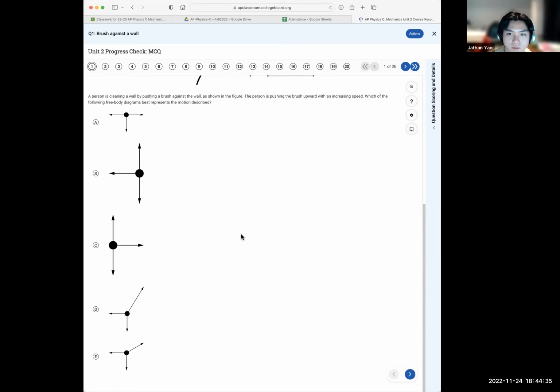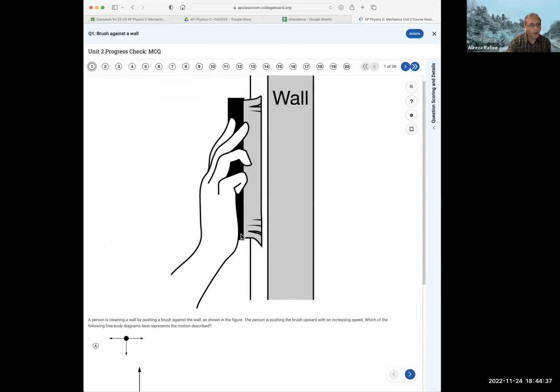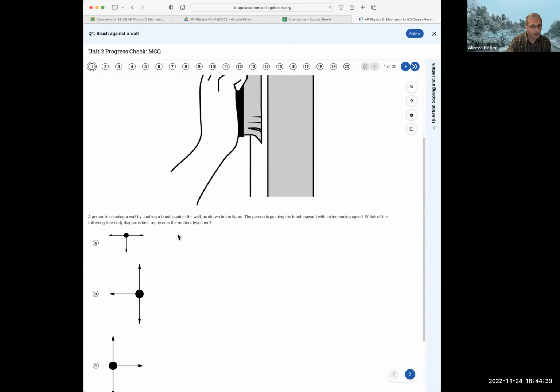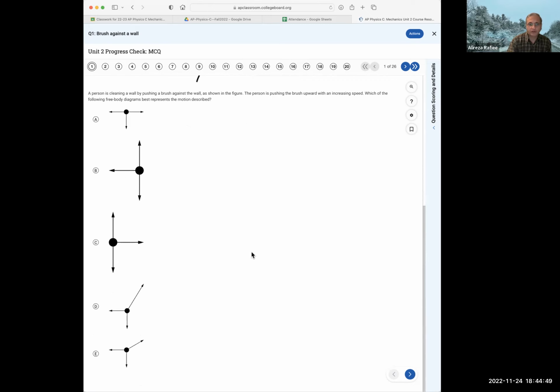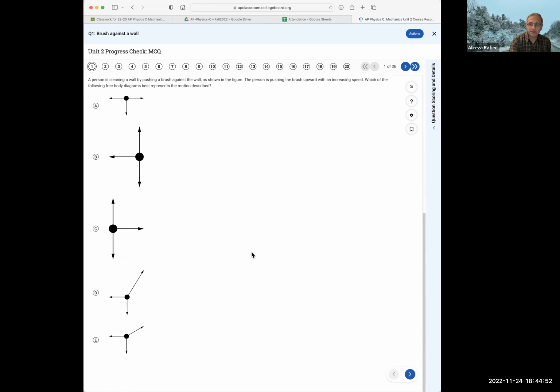Is there friction? It's a good point. Is there any friction here? Does it say anything about friction? Does it say ignore the friction? The person is pushing. No, it doesn't say anything. So feel free to assume that friction exists as well. But then, which direction would the friction be? In the opposite direction of the motion. So down. If it's moving up, then it has a friction downward.